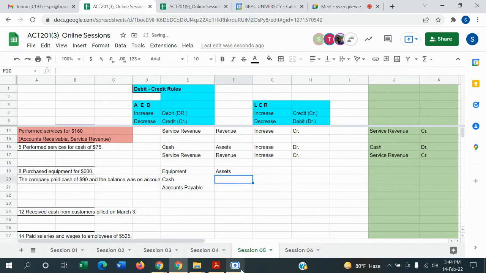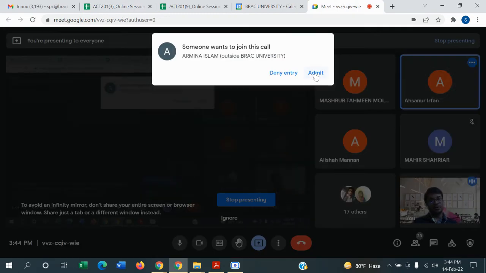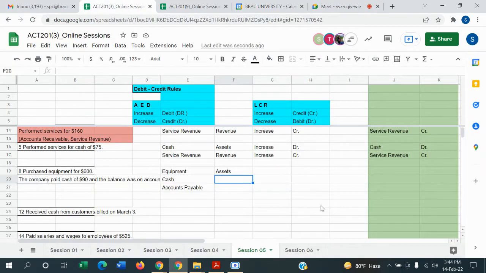Sir, equipment, this is an asset. On credit, sir, is it accounts payable or accounts receivable? If you buy anything, do you have to pay or are you going to receive cash? Sir, I have to pay. You have to pay, so it's always accounts payable. On credit, on account, it's the same thing. No cash activities have been incurred. Depending on what type of transaction was incurred, if you are supposed to receive, it will be accounts receivable. If you are supposed to pay, it will be accounts payable.